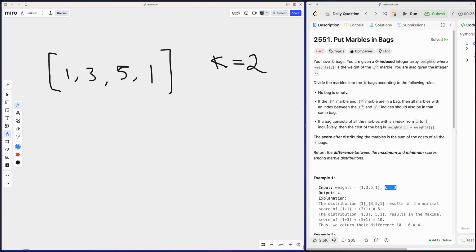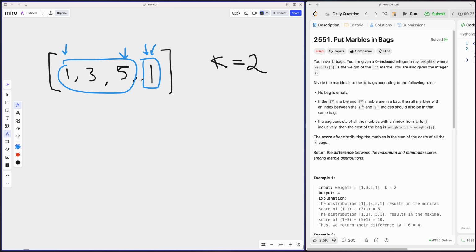And then there's a cost of each bag, and the cost of each bag is just the weight of the beginning. If this was a bag right over here, we take the cost of the beginning one plus the cost of the last one. And then it's possible that I and J are the same. So there's one marble in a bag. You would just need to do 1 plus 1 to get the cost. So it's okay to double count in that sense.